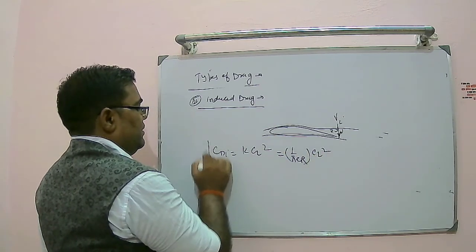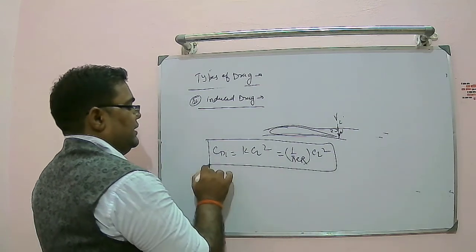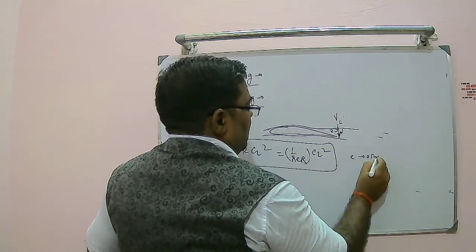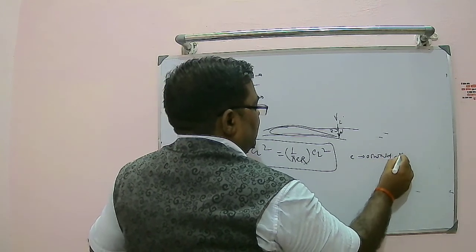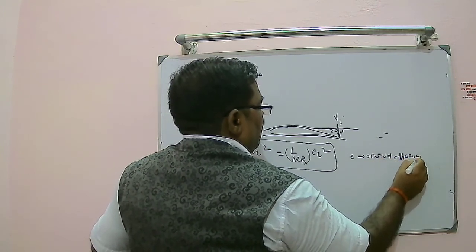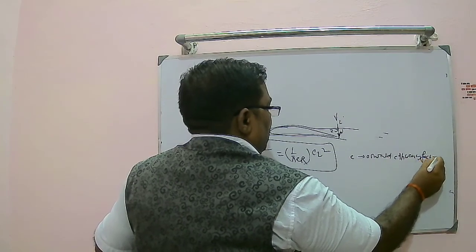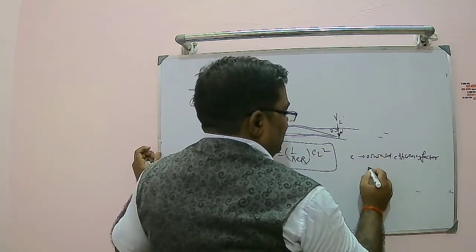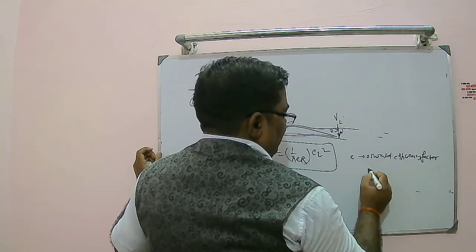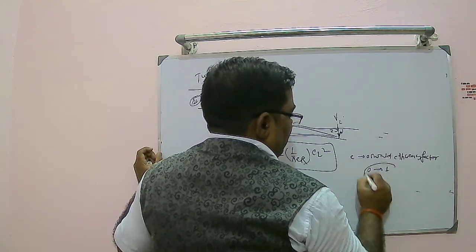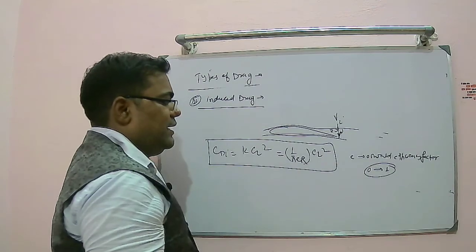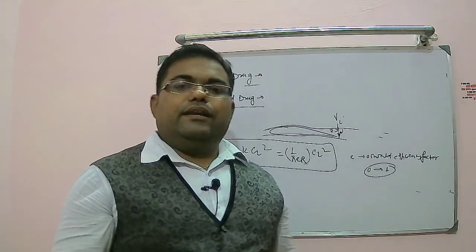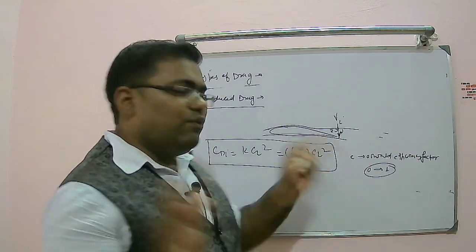So CL square upon pi ER is known as induced drag, where E is known as the Oswald efficiency factor or wing efficiency factor, and this has a very narrow range. Usually it will be between 0 and 1. So any value between 0 and 1 we consider as the Oswald efficiency factor. For most wings it is 0.9 or 1. Usually we consider 1 always.